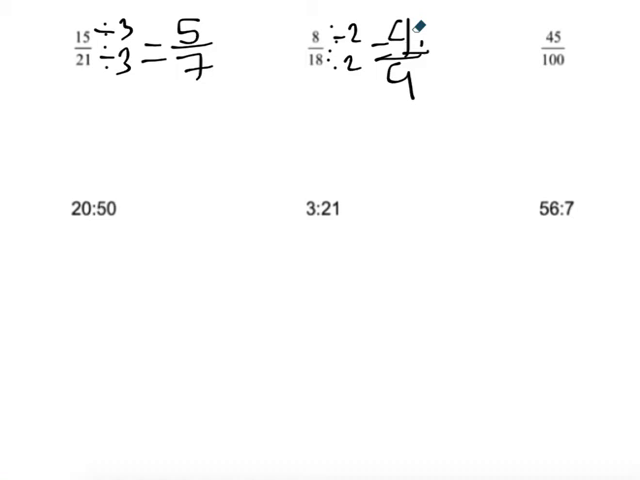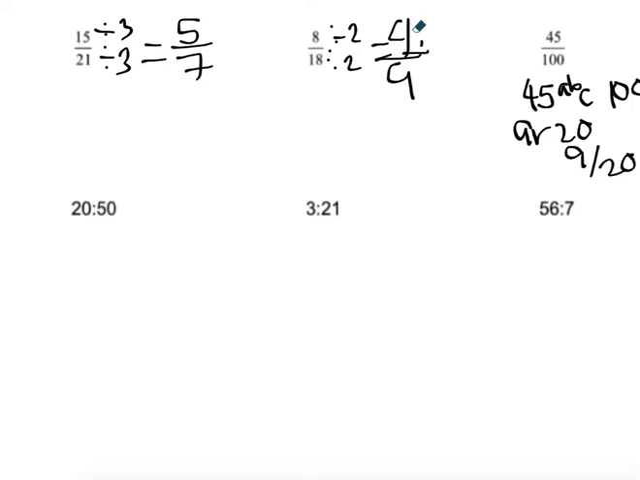Now 45 and 100, if you type this into your calculator, you're going to go 45 ABC 100, and you're going to get a number that says 9 R20. So that means we have 9 over 20.